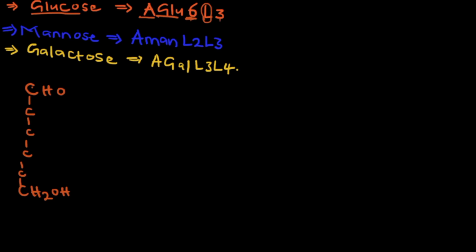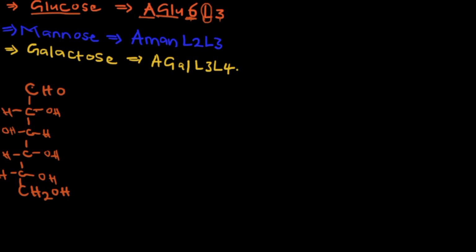So I have 1, 2, 3. I have it to the left. Then all remaining, I know my OH is to the right, to the right, to the right, and automatically I know the remaining position is filled with hydrogen, and this is glucose.